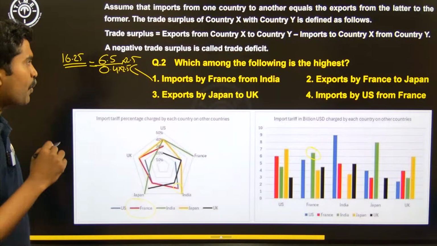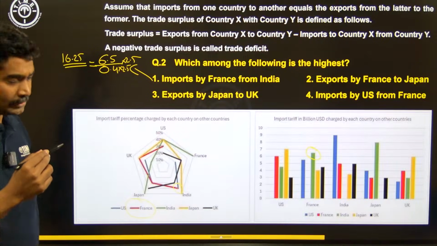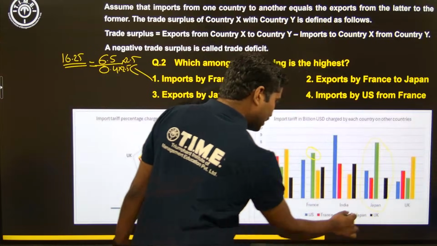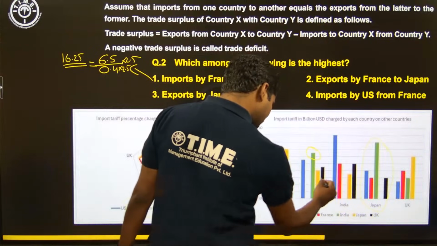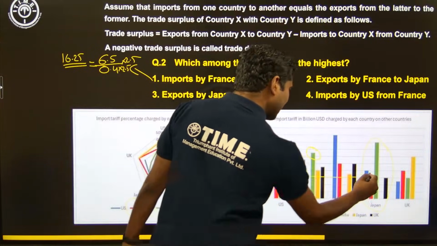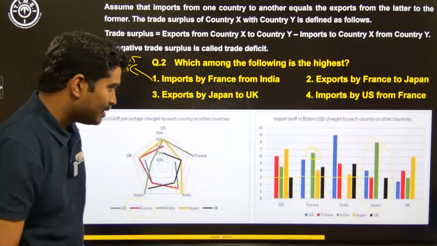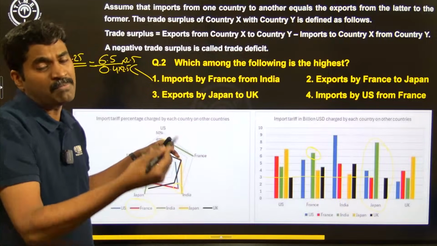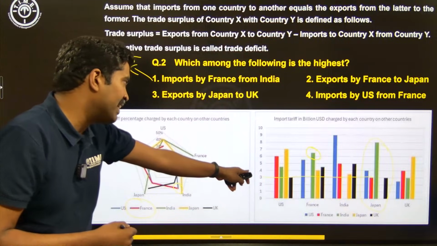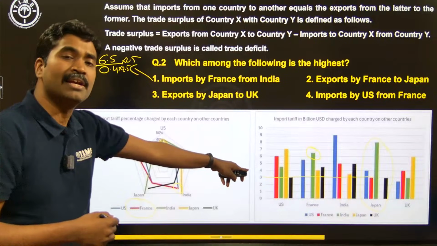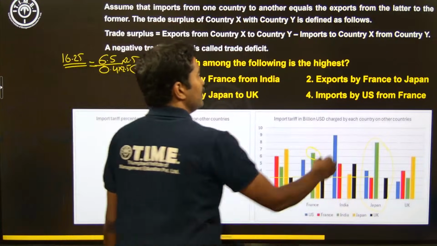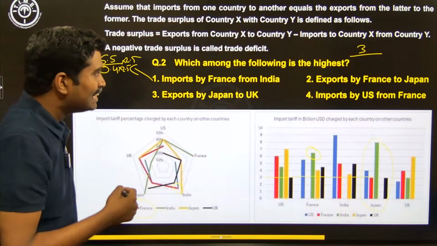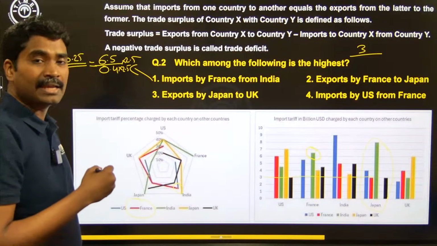Second one, exports by France to Japan. Now check Japan. Japan is here. Check France, France is red. This red one is $3 billion, right? So exports by France to Japan is nothing but imports in Japan from France, correct? Now Japan is charging $3 billion as import tariff, so $3 billion divided by the percentage that Japan is levying against France.